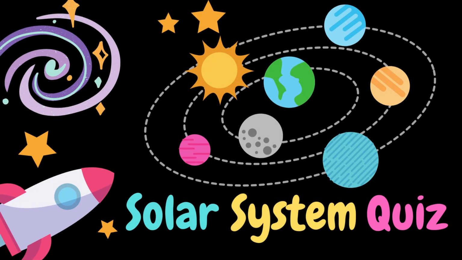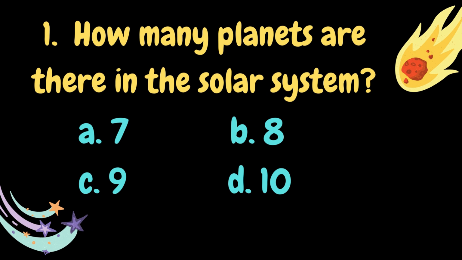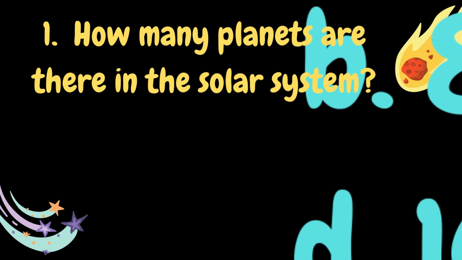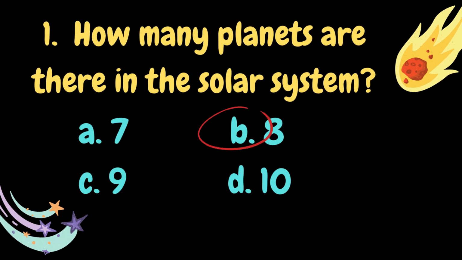Let's evaluate what you have learned. Number 1. How many planets are there in the solar system? A. 7, B. 8, C. 9, D. 10. The correct answer is letter B, 8.